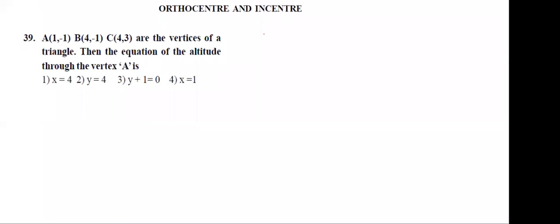Here, three vertices are given. A is (1, -1), B is (4, -1). Observe that in these two coordinates the y coordinates are equal. And point C (4, 3) is given. Here see that the x coordinates are equal. Now draw the lines y = -1 and x = 4.